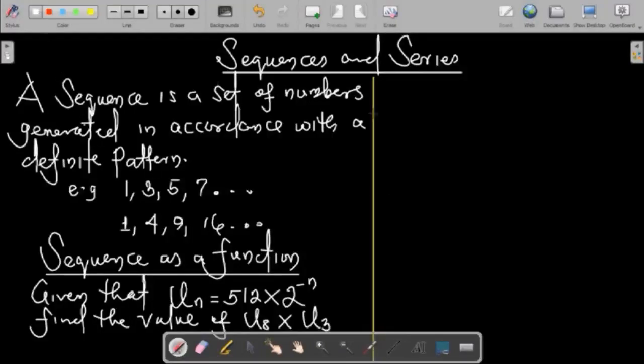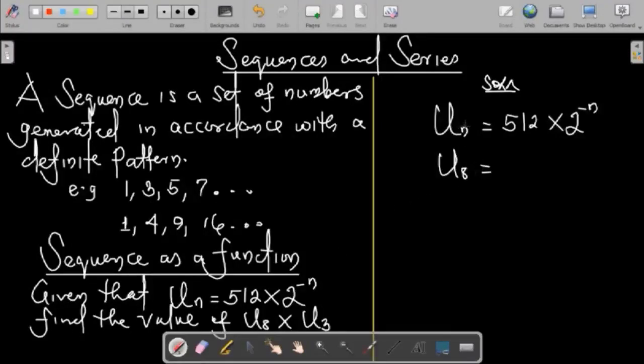So we are given un, so let's write the function out. I have un equals 512 times 2 raised to power minus n. Then I'm going to look for u8 first. Anywhere we see n, we should replace it with 8. So we have minus 8. Then I have 512 times 1 all over 2 raised to power 8, according to the law of indices.